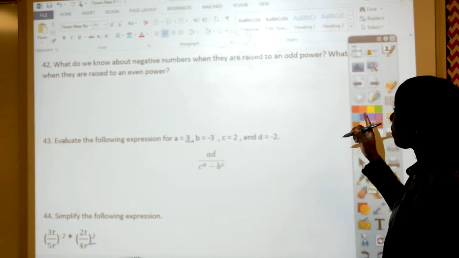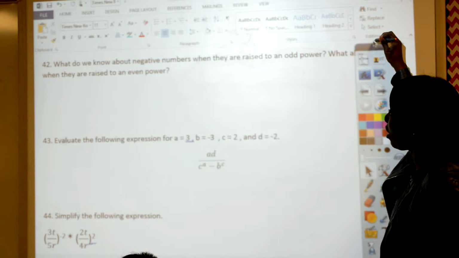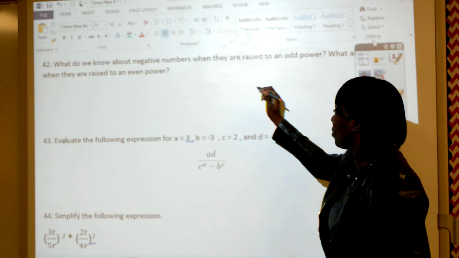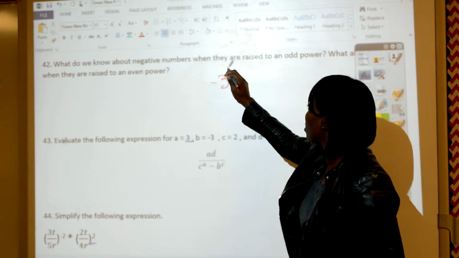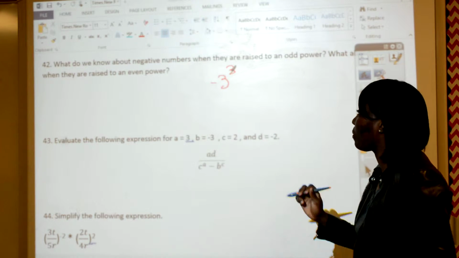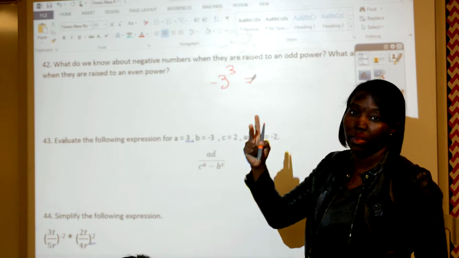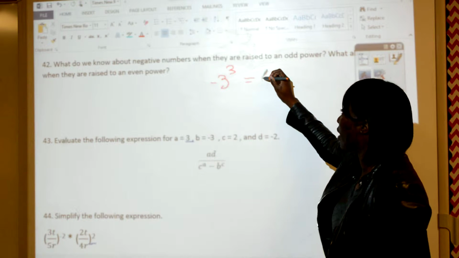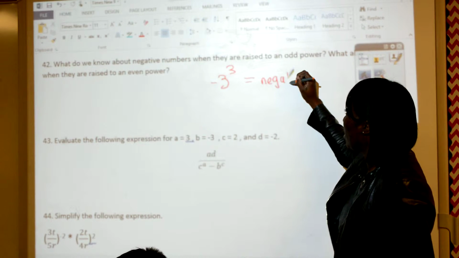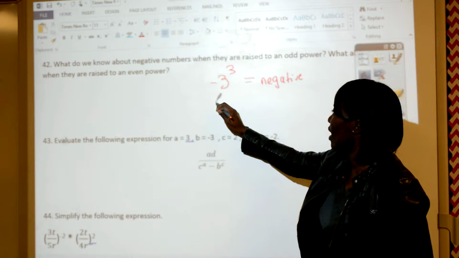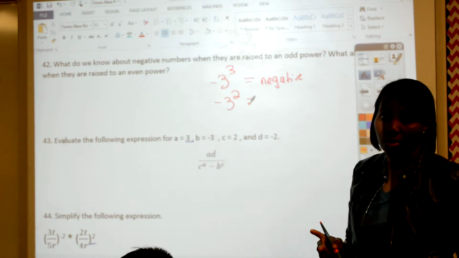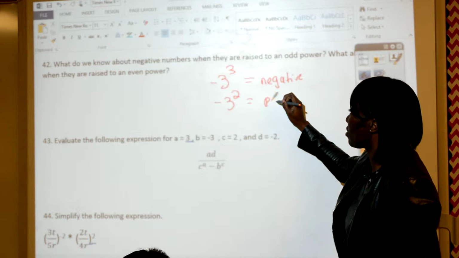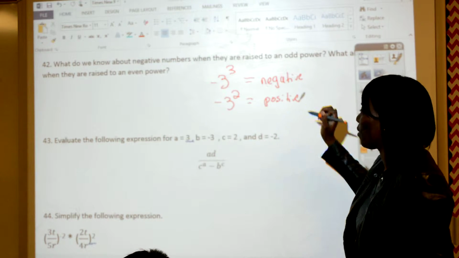what do we know about negative numbers when they are raised to an odd power, and what about when they are raised to an even power? So if we had a negative number, such as -3 to an odd number, to the third power, then we know that's basically saying -3 times -3 times -3, so we know our answer is going to be a negative. And if we raise -3 to an even power, then we know that's -3 times -3. Two negatives are going to make our answer a positive.